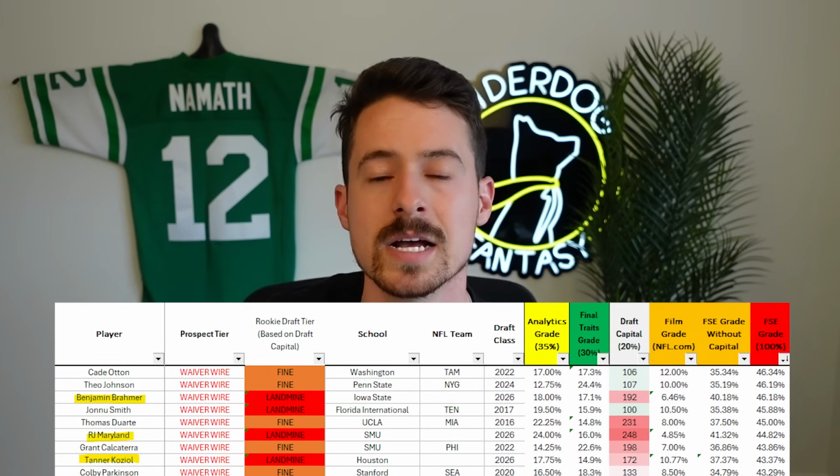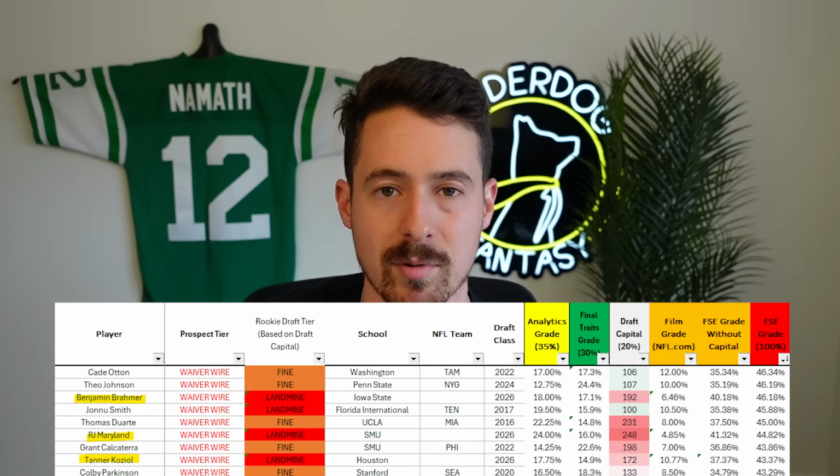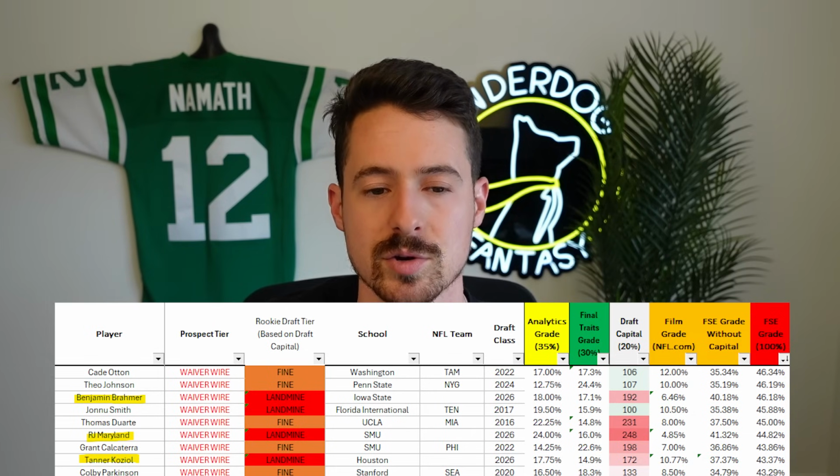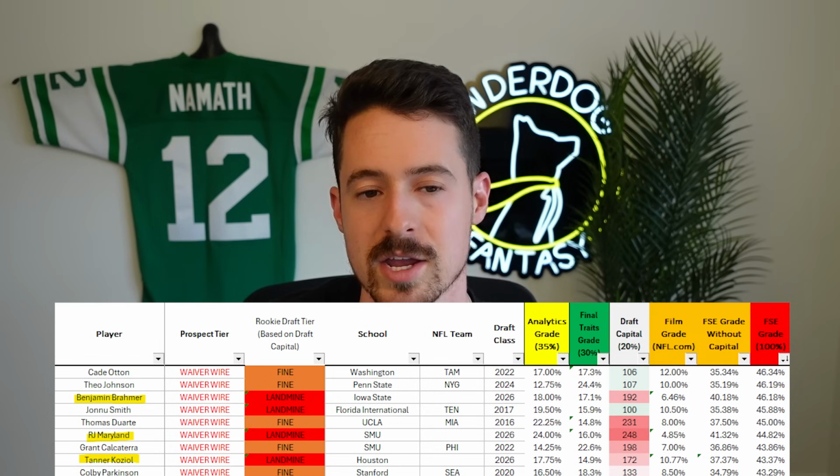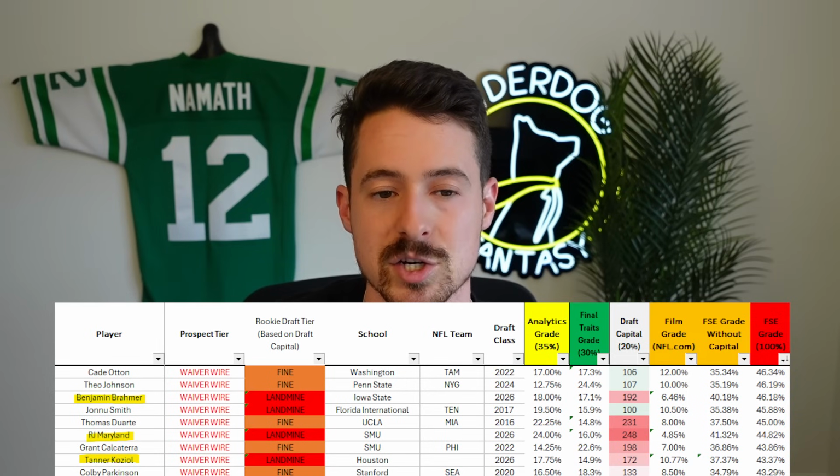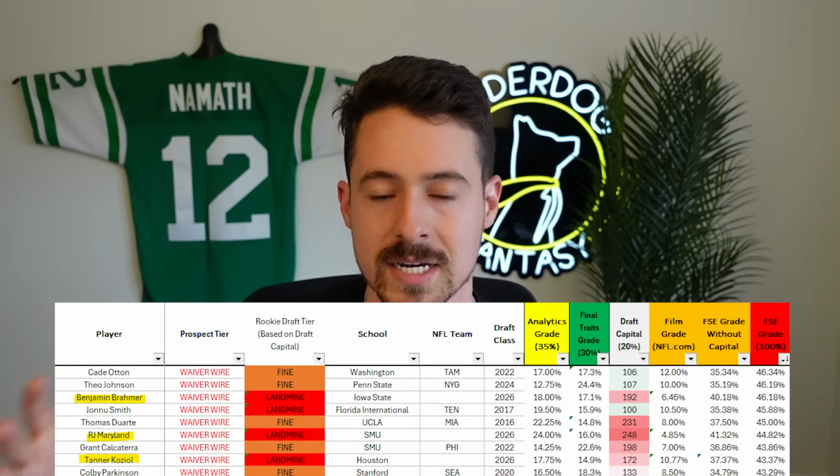And SMU is not like a slouch of a team. They actually were a top 25 team this year. So I actually really like RJ Maryland. I think he could have another great year and solidify himself as maybe a day 2 caliber tight end in that Terrence Ferguson kind of territory.